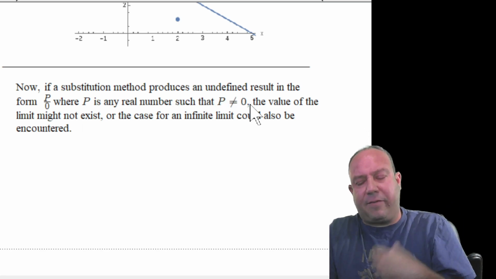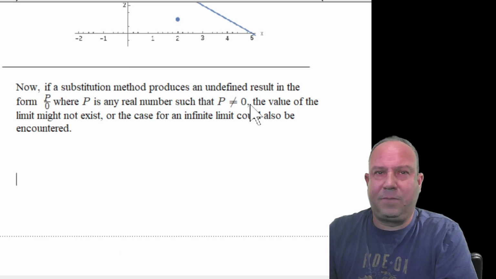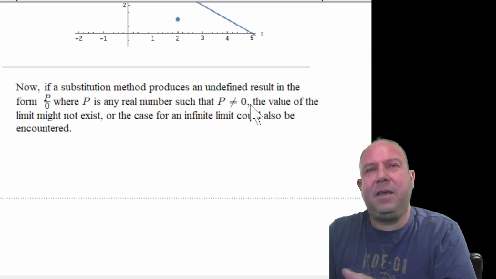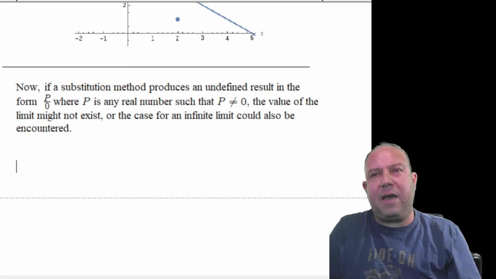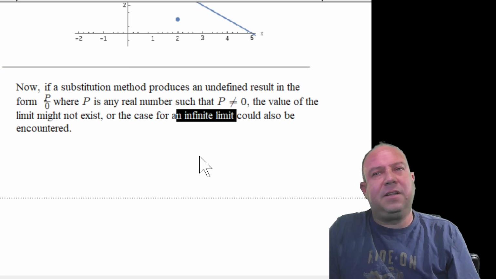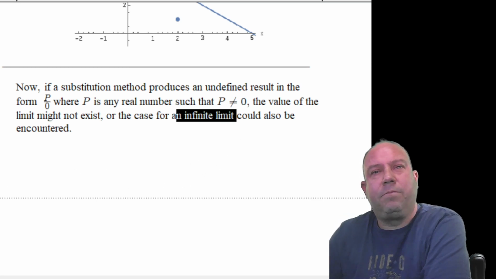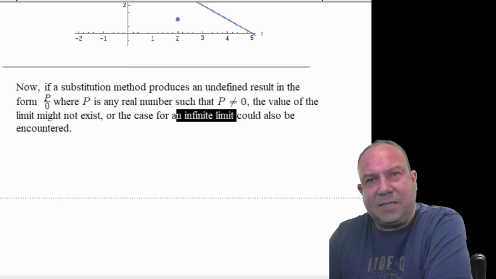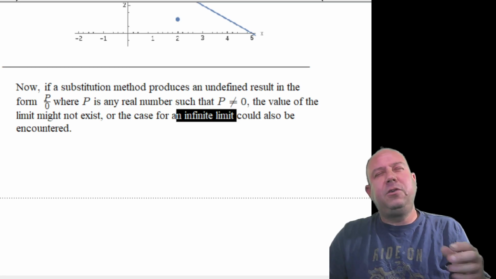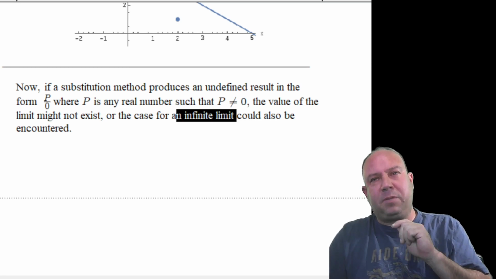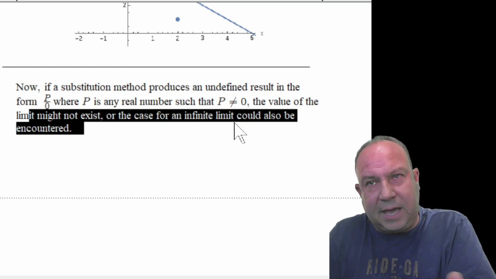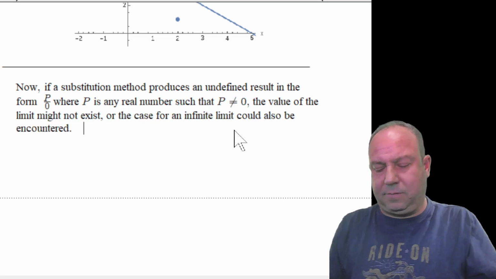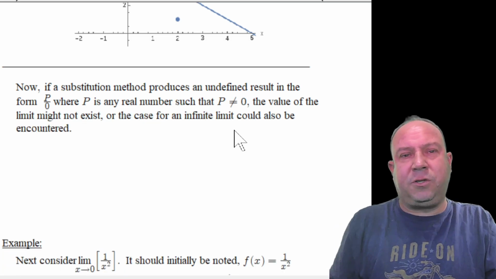But what we're talking about is having a real number that's not 0 divided by 0. When you perform substitution in that manner and you get that case, you could have the case for what's known as an infinite limit, or you could also have the case where the limit simply does not exist. The value of the limit might not exist, or the case of an infinite limit could be encountered. Let's take note, you could have those situations arise.